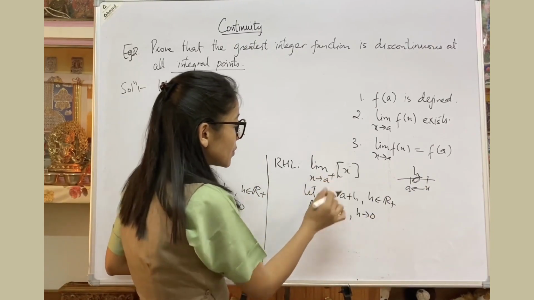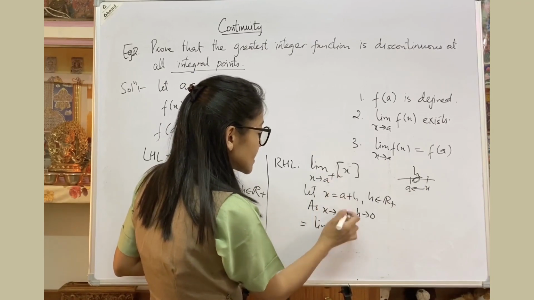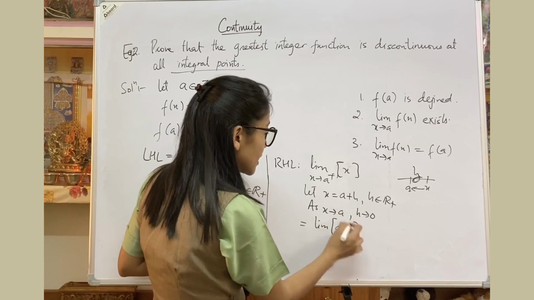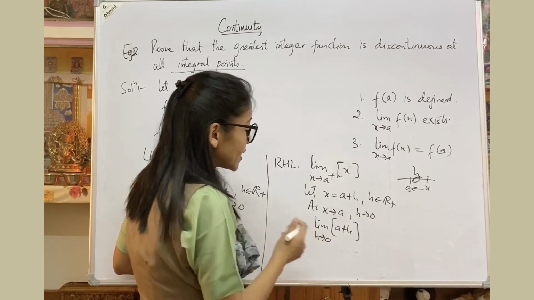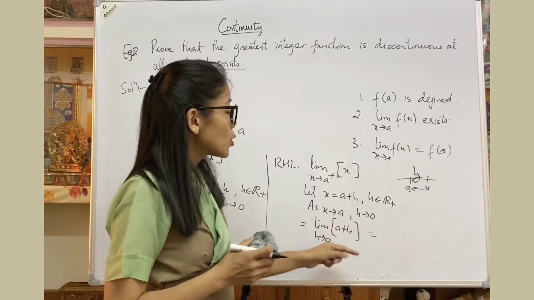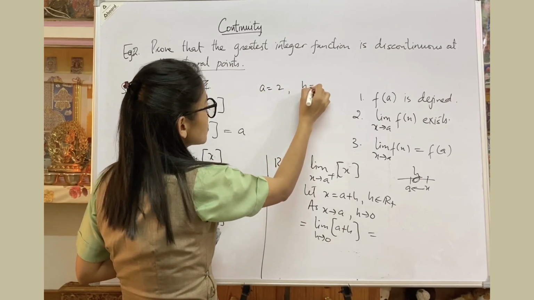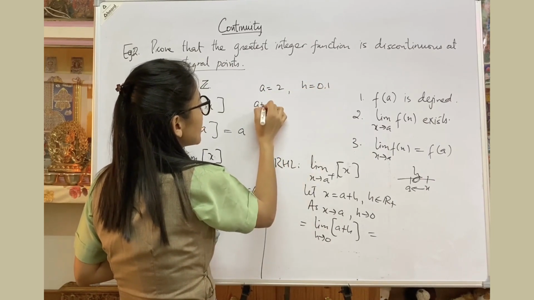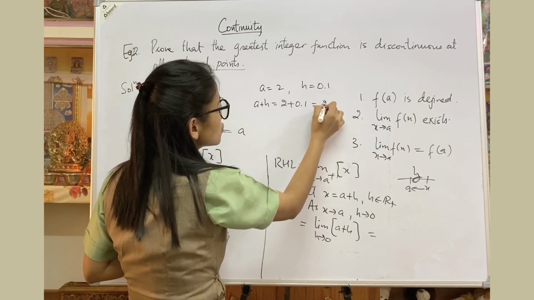So as x tends to a, h tends to 0. Now we put it here. So we get the limit of, now what is x? It is a plus h. As x tends to a, h tends to 0. Now I'll show you one example. Let a equal 2, h equal 0.1. What is a plus h? 2 plus 0.1, that is equal to 2.1.